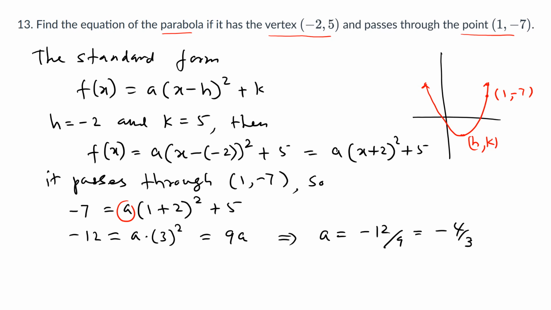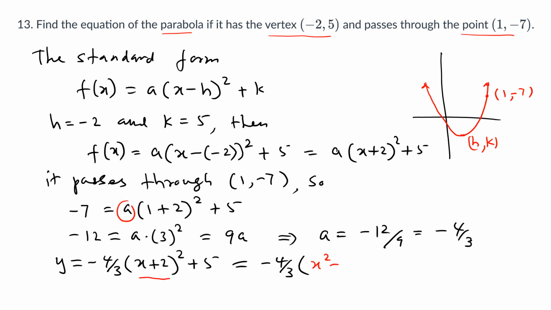So once you know the a value, you can see y equals -4/3 times x plus 2 squared plus 5. This is perfectly fine, but if you want, you can simplify this further. You can write -4/3 and distribute this, you're gonna get x squared plus 4x plus 4. That's what you get, and then plus 5.